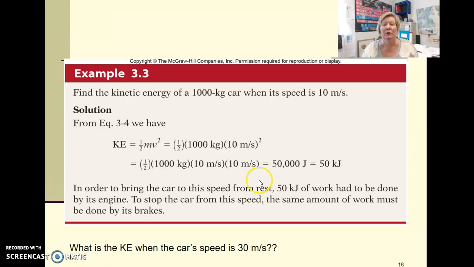Now think about if you doubled the speed or velocity, if this went to 20. If you put in 20 there and squared it, what do you think would happen to this value? We're doubling speed. Do you think that this kinetic energy would double? That's incorrect. It would go up 4 times, because when you double the speed, you have to square that. So 2 squared is 4. So our value would be 200 kilojoules.